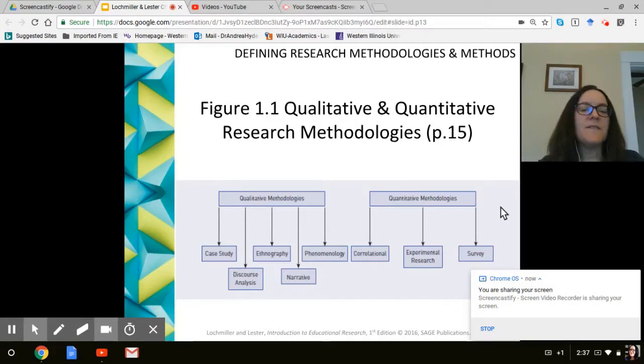And from page 15 of your book, you have a nice chart that shows the methodologies, the qualitative and the quantitative methodologies. And these are the ones that are going to be described in this book. These are not by any means all of the different methodologies.